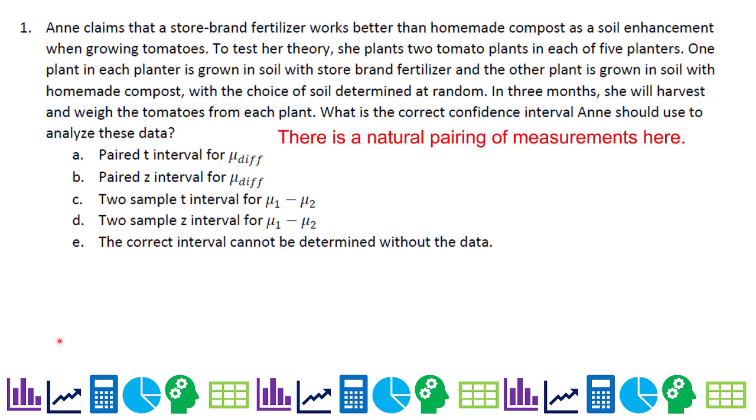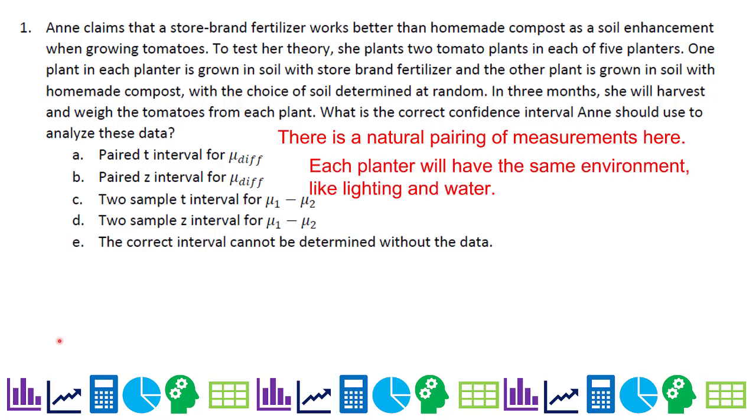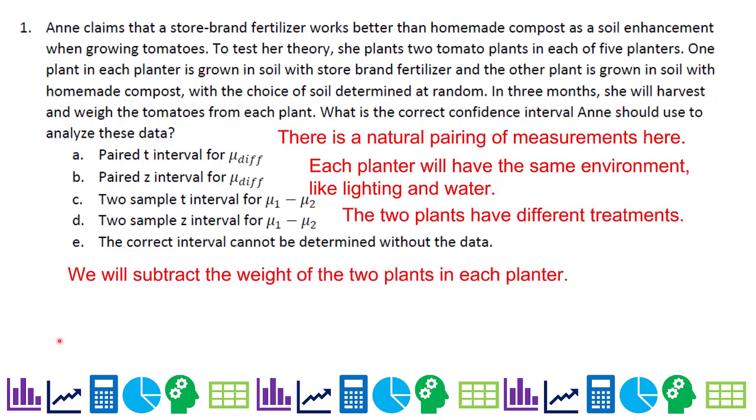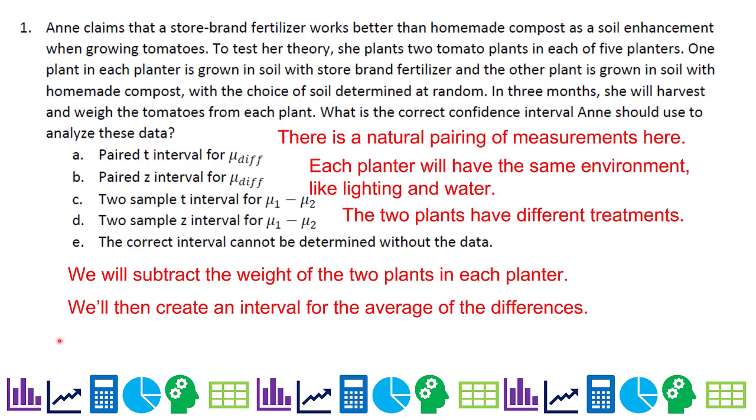So there's a natural pairing of measurements here because each planter is going to have the same environment, like lighting and water. And the 2 plants have different treatments. We will subtract the weight of the 2 plants in each planter. All right, well, weight of the tomatoes anyways. And then we'll create an interval for the average of the differences.